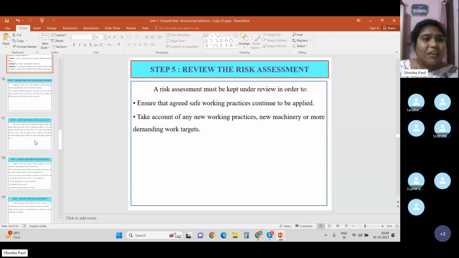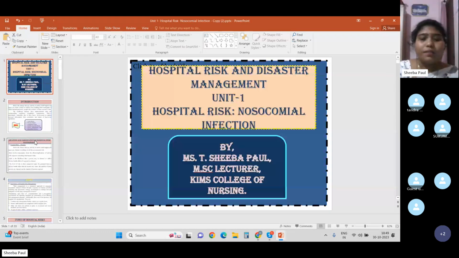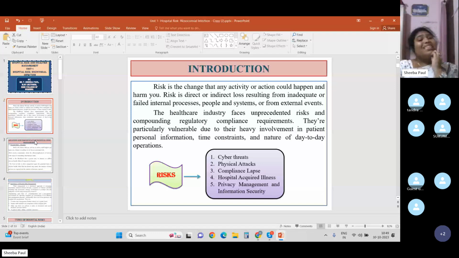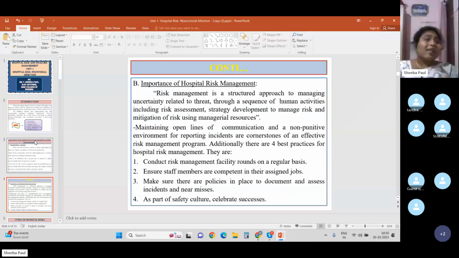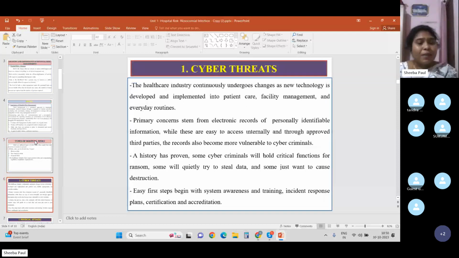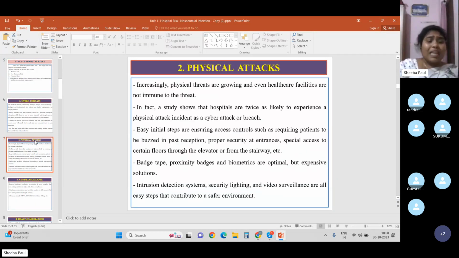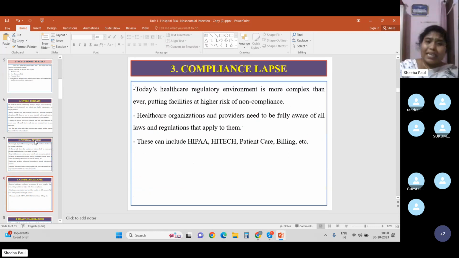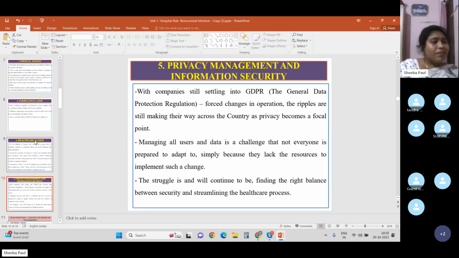So we started with a discussion of what are the risks that are caused in the hospital, what is the actual meaning of hospital risk, and what is the importance of hospital risk management. And then we have seen the types of hospital risks, and all these five major risks, that is cyber risk, physical attacks, compliance, healthcare illness, and privacy management, we have seen in detail.